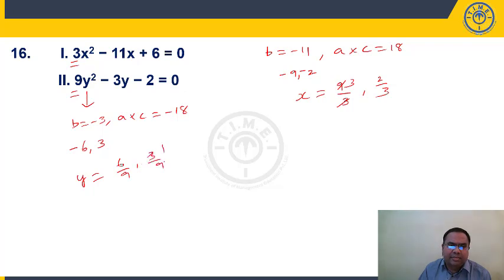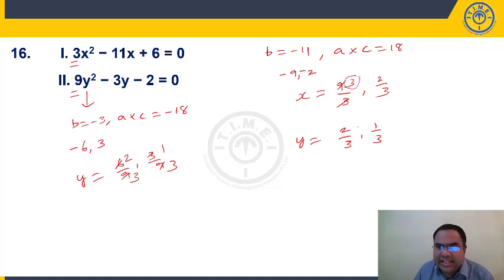3 by 9 is 1 by 3. This is 3 2's, 3 3's. So y is equal to 2 by 3, comma 1 by 3. Now if I take 3 here, 3 is an integer, obviously it is greater than these two fractions. These two fraction values are less than 1. So clearly one relationship is this root is greater than these two roots.